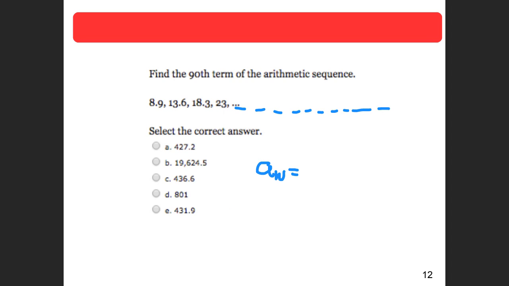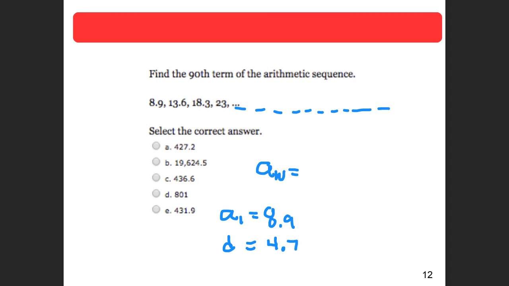The first term, I need a sub 1, which I can see is 8.9. And I need the d value. Well, for the d value, if I just subtract any 2 terms next to each other, I get 13.6 minus 8.9. And my d value is 4.7, which isn't a really nice d value, but it works.